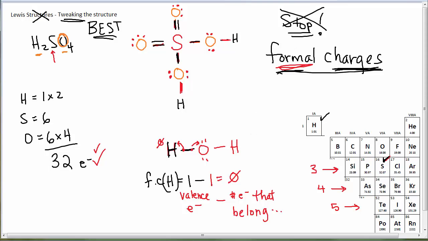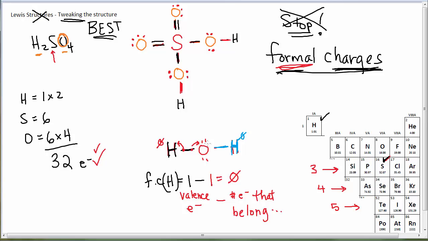Notice that this right-hand hydrogen looks exactly like the left-hand hydrogen in terms of his Lewis structure. He comes in with 1 valence electron. He has 1 electron in this structure. His formal charge is also 0.